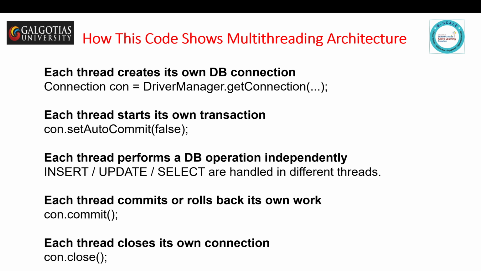This code clearly demonstrates the multithreading architecture. Each thread creates its own database connection. Each thread performs its own database operation independently. Each thread commits or rolls back its own transaction. And finally, each thread closes its own connection. This is the correct and safe way to use JDBC in a multithreaded environment.